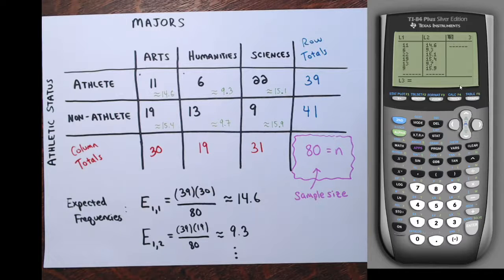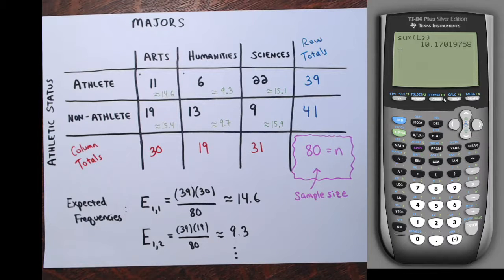Then I go up to another empty list, say L3, hit enter, and enter a formula. I take the observed counts, which are from L1, minus the expected counts, which are from L2, close parentheses, square those, and then divide by the expected counts from L2 again. The test statistic will be the sum of all these values, the sum of all 6 of these values. So I get out of here, go to the list menu, second stat, over to math, and you see sum at number 5, and I want to add up the values in list L3.